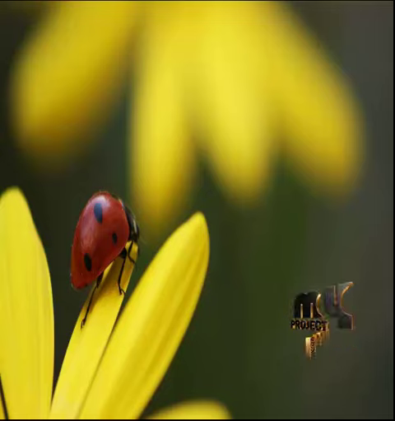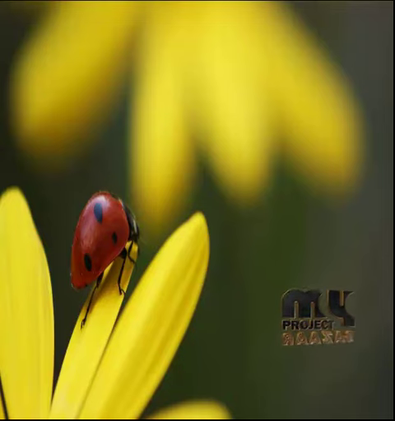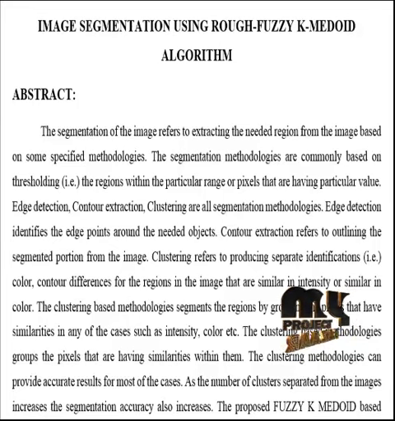myprojectbazaar.com. Let us discuss image segmentation using the rough fuzzy medoid algorithm. Let me go over the abstract of the process. In this process, color images are selected initially and pre-processed, that is, a common resizing operation is employed.